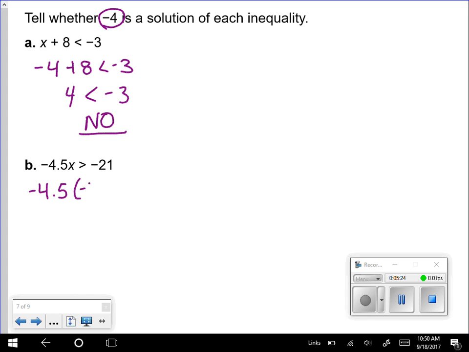On this one, 4.5 times negative 4 is greater than negative 21. Without even doing the math, a negative times a negative is going to give you a positive number. Is a positive number going to be greater than a negative number? Yes. So this would be yes. You'll have some of those problems on your homework.